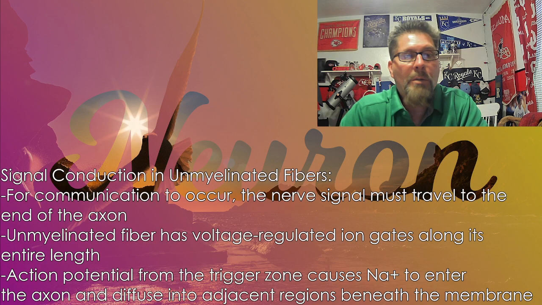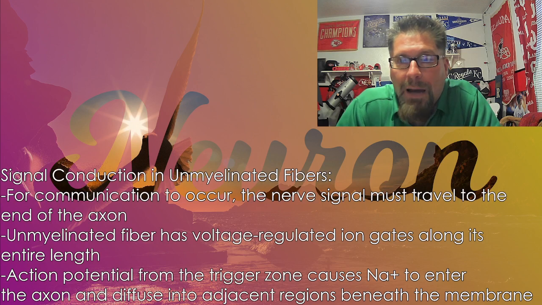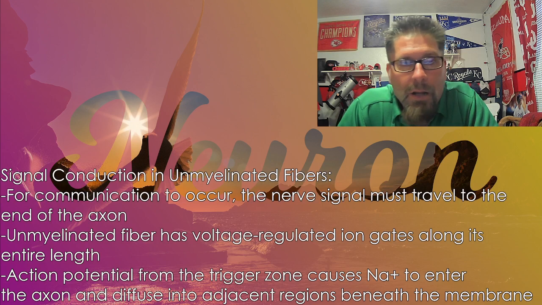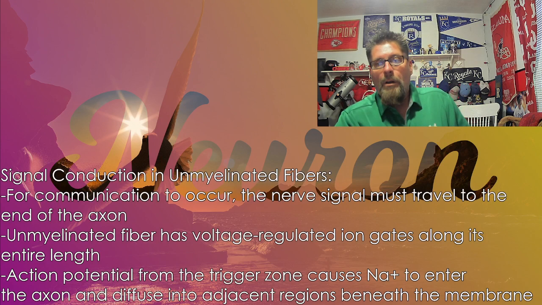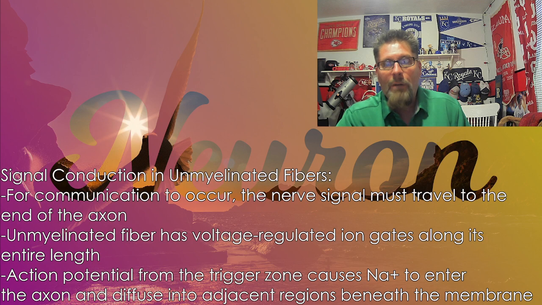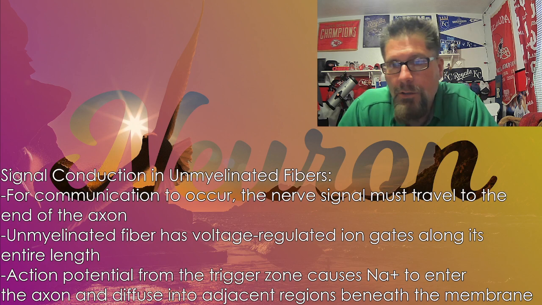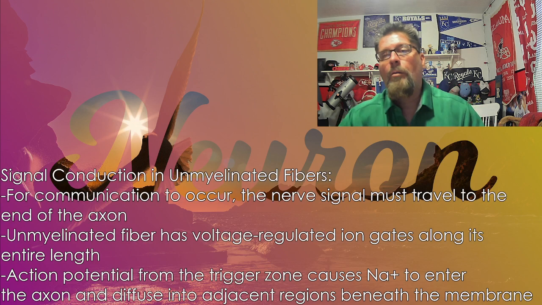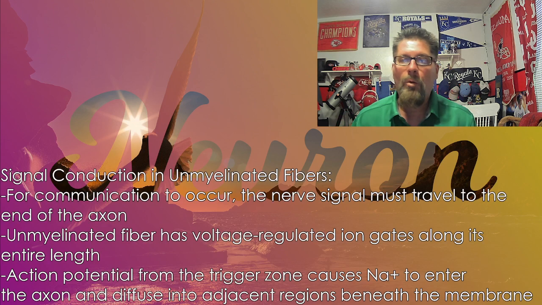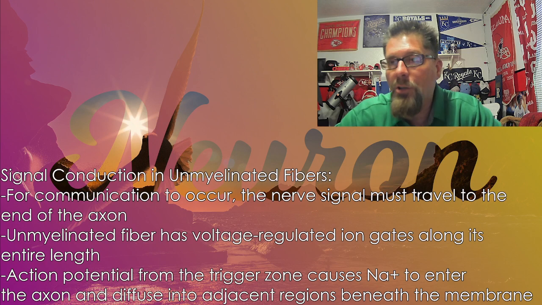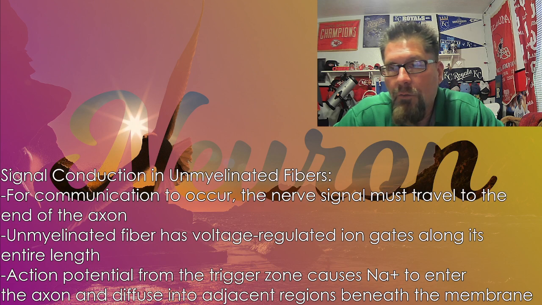Alright, so we've mentioned in the past that myelinated or unmyelinated affects the speed of the signal, and we're going to talk about why that is. First of all, an unmyelinated fiber, one way to protect itself, has gates that limit or regulate the voltage. So that's going to be, if you know anything about electricity, similar to a resistor.